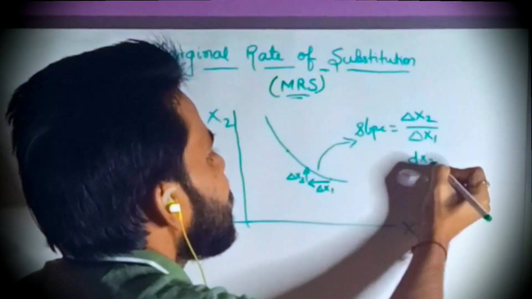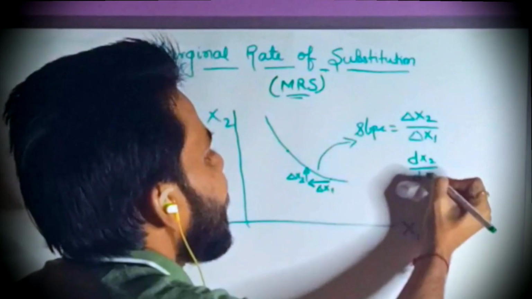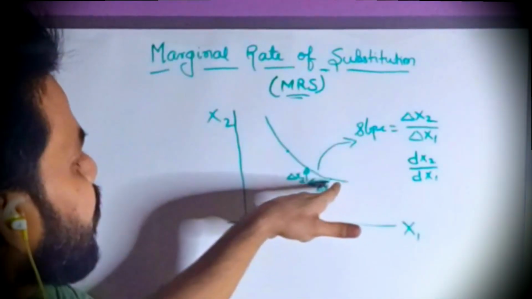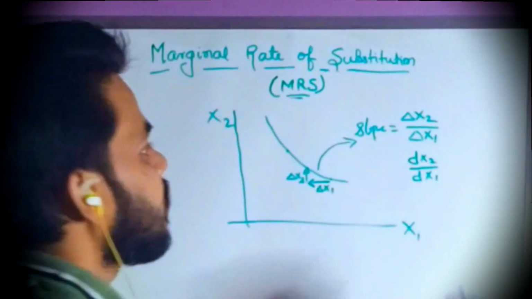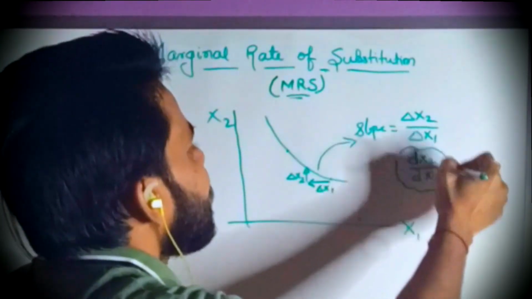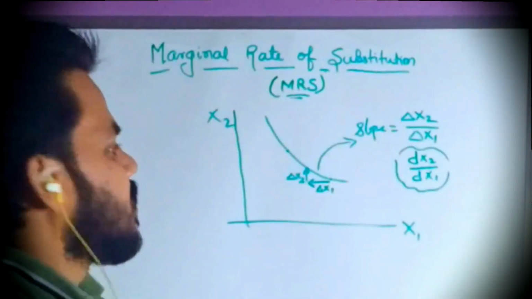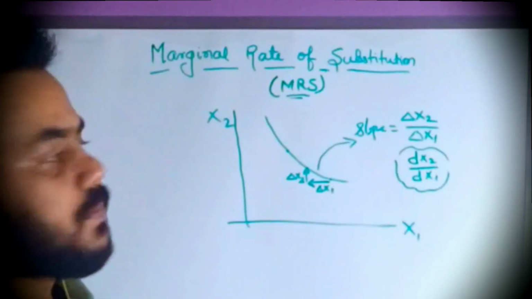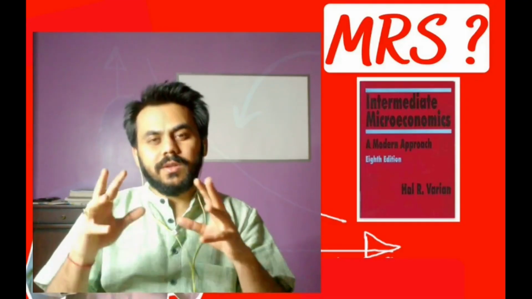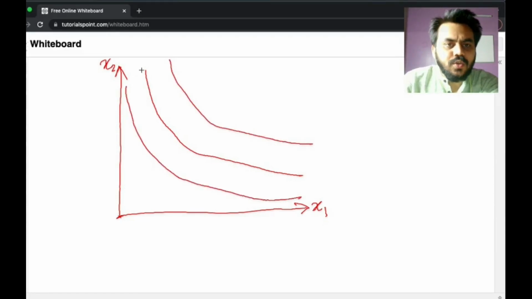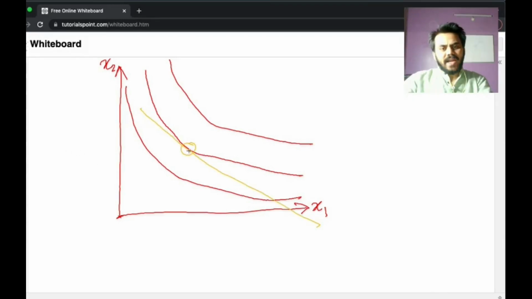So dx2 upon dx1, and this will be your slope at every point on the indifference curve, which is known as the MRS or the marginal rate of substitution for that indifference curve at that very point. Now let's move on to the economic interpretations of MRS. So let us take three indifference curves and choose the middle one and put a slope on at some point here. This is the tangent at this point and the slope of this will be the MRS.